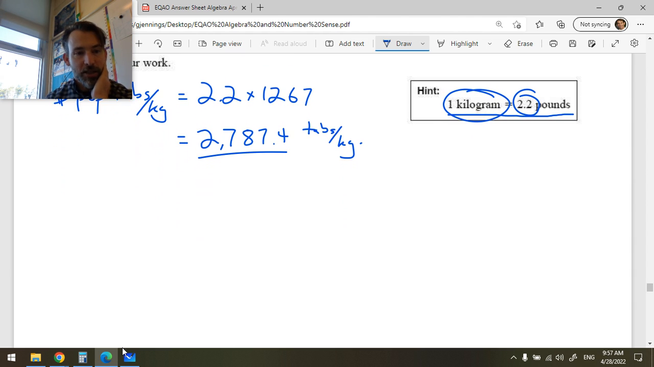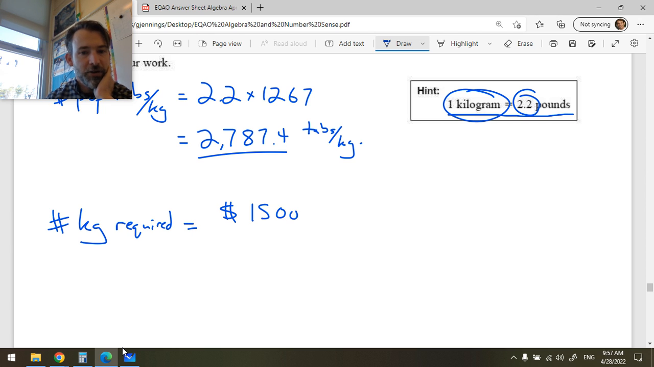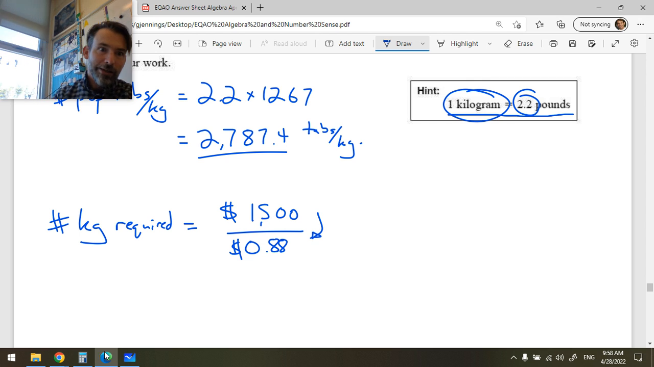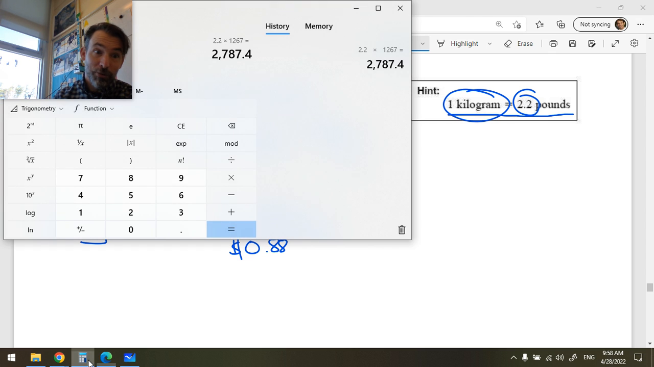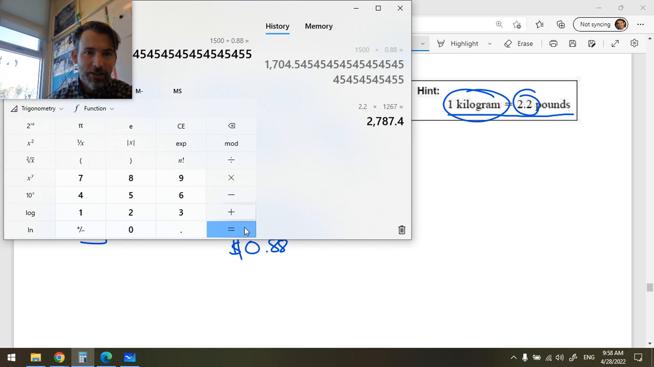So the way we work on this is the number of kilograms required would be $1,500 divided by 88 cents. Notice that when I divide a number by a number smaller than 1, but bigger than 0, I will get back a bigger number. So do that in your head, folks. Okay, yeah, that would be a really good level, if you can divide 1,500 by 0.88 in your head. I mean, you could do 0.9 in your head and then, I don't know. Maybe.